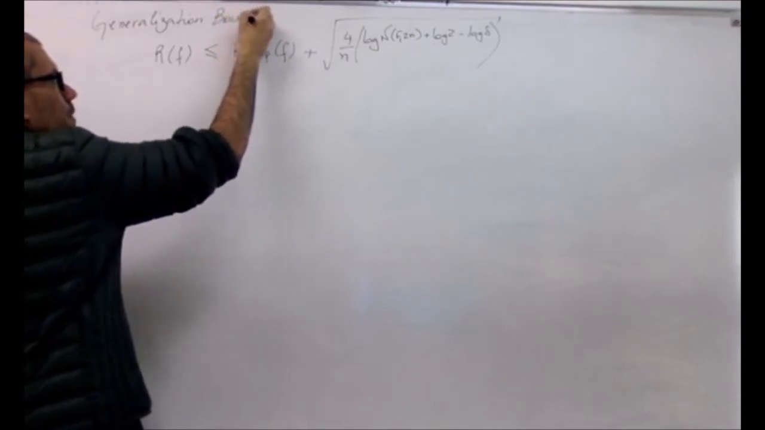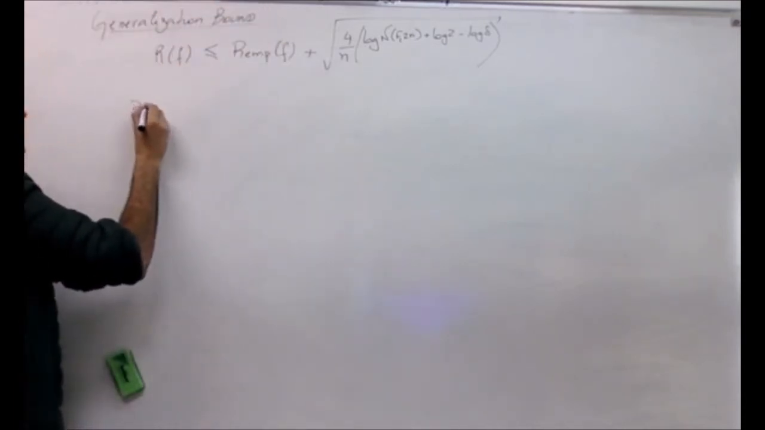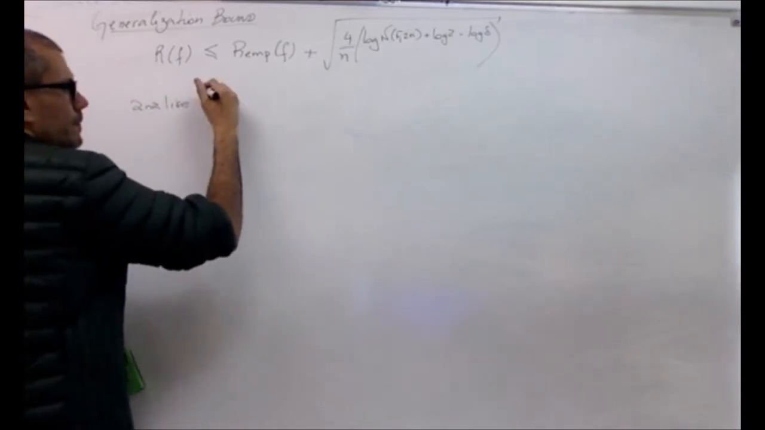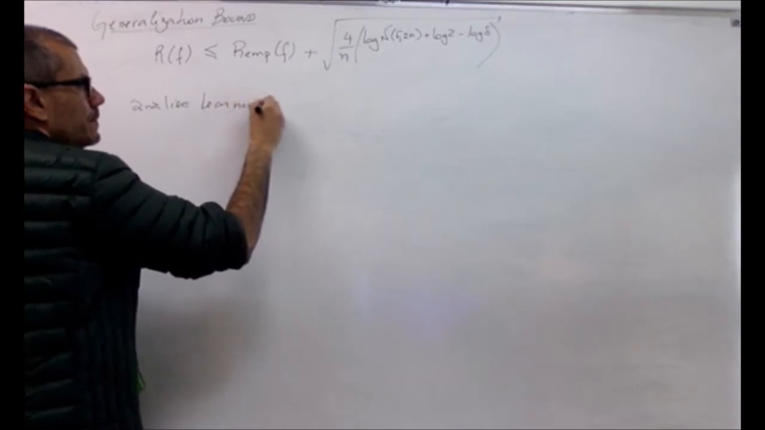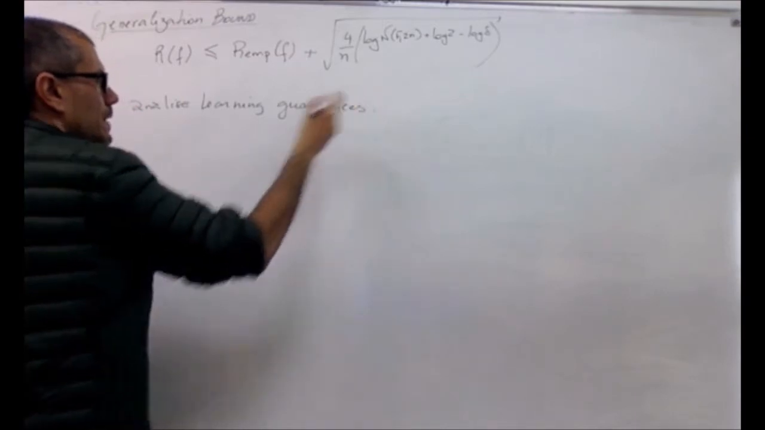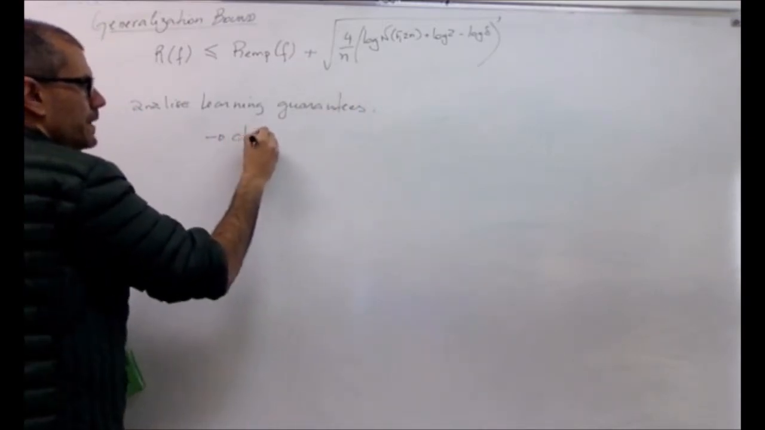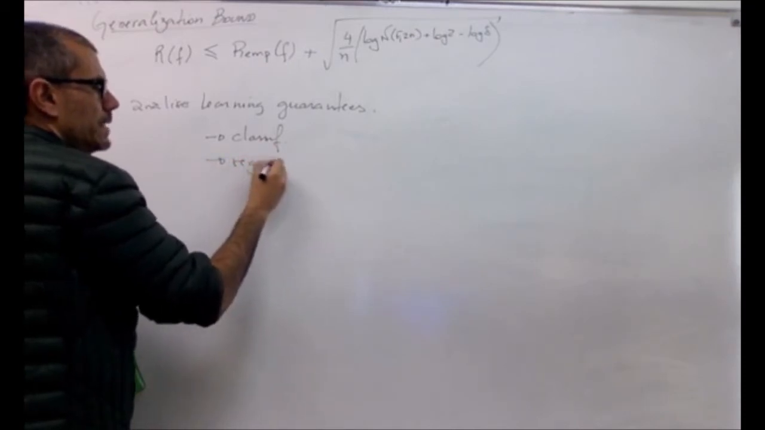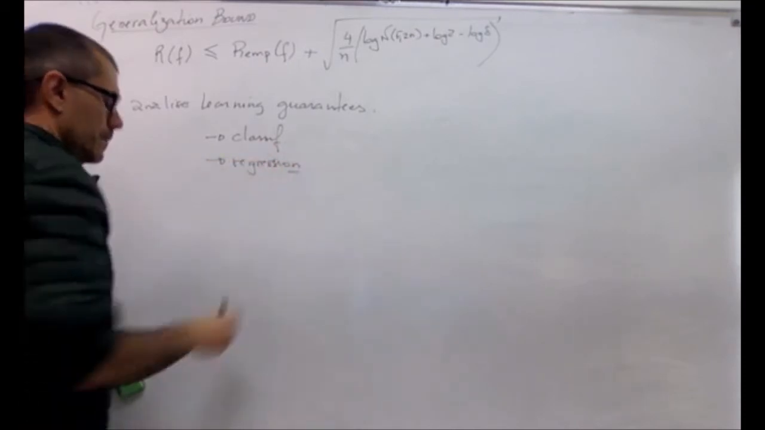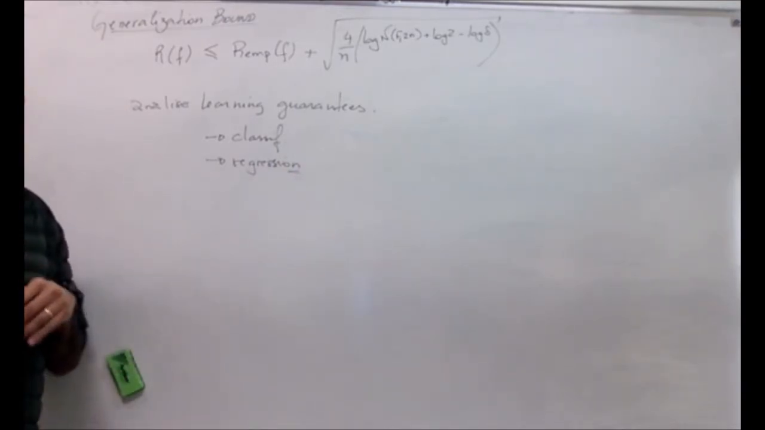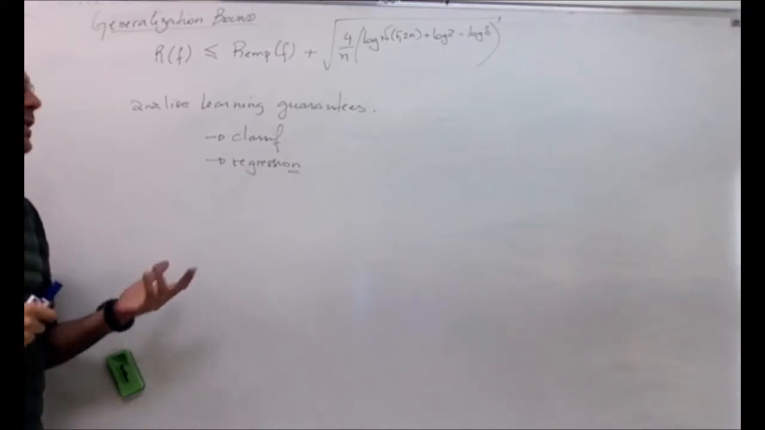as the best possible way to analyze learning guarantees, in the sense of classification and in the sense of regression. It doesn't work, of course, for unsupervised learning, because there we don't have a loss function to compute the error, so there's no way of using that directly for unsupervised learning.